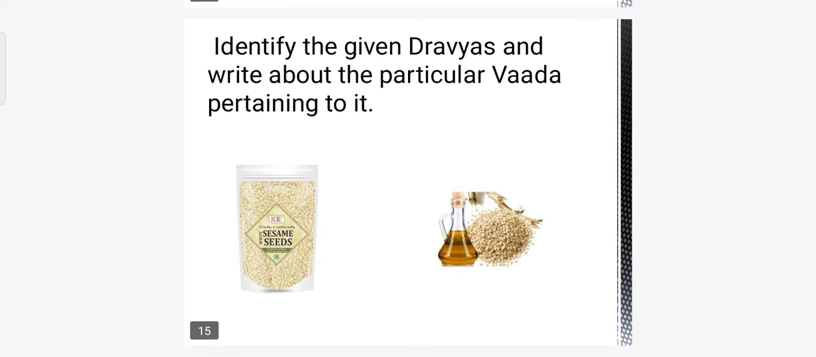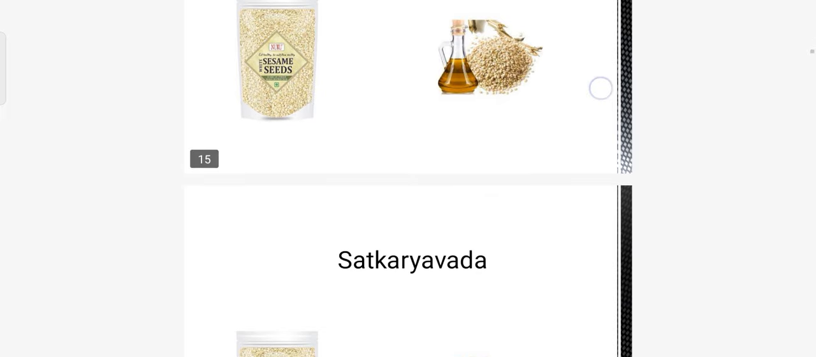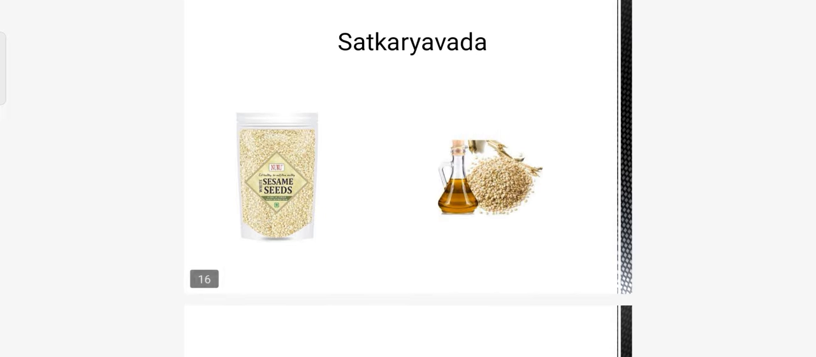Moving on to the next form of question, that is Vada. Identify which sort of Vada has been mentioned over there. The first one: identify the given dravyas and write about the particular Vada pertaining to it. So you can see the seeds and next to it an oil container. So directly you can guess it is nothing but the Satkarya Vada. With the help of the Tila, Tila Taila can be obtained.